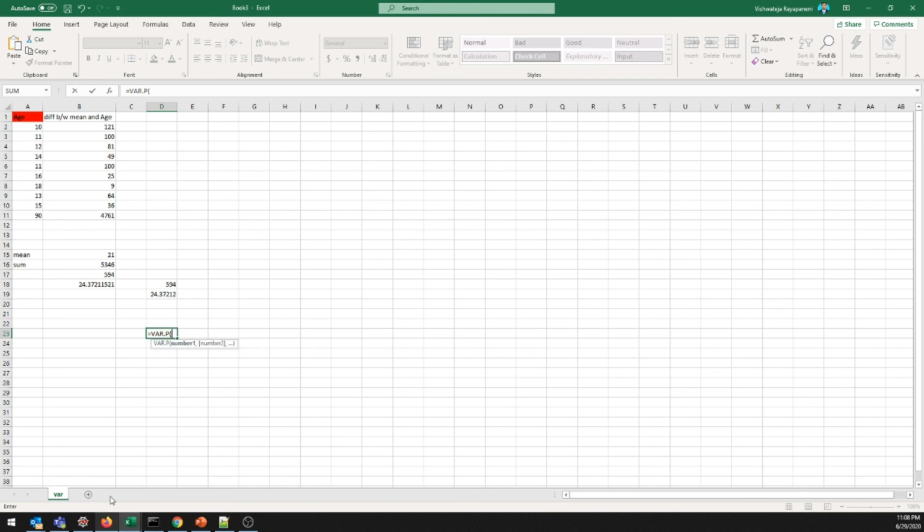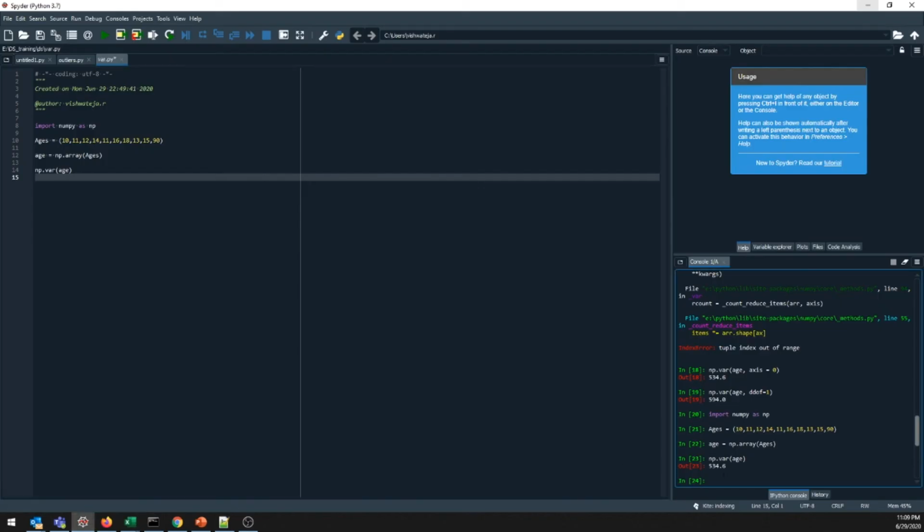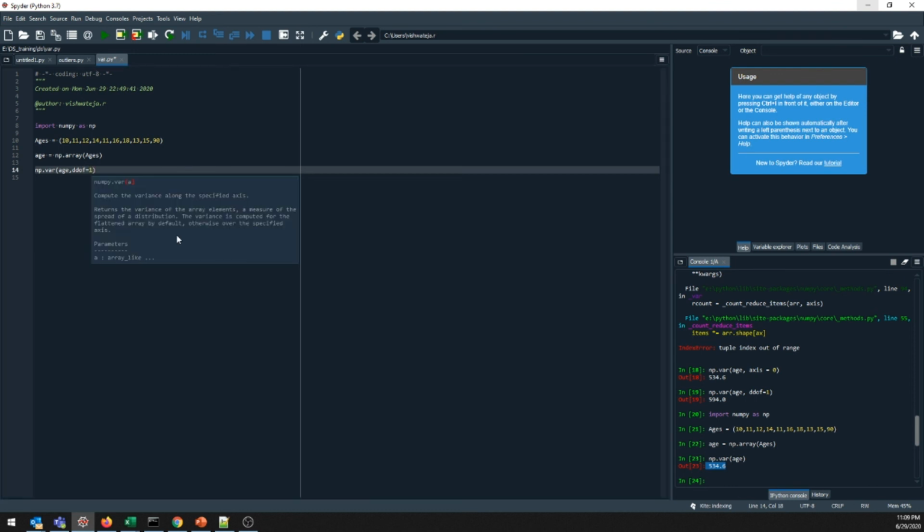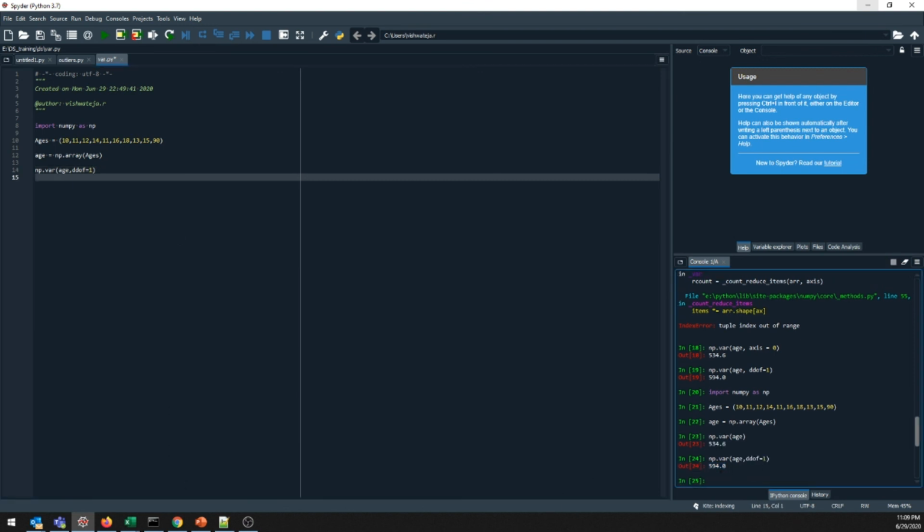In the population, the only difference is that in the sample we divided by n minus 1, whereas in the population we divide by just n. So 534. If you see the results here, it's the same, 534. This means that by default, the variance in NumPy gives the variance for the population. If I want it for the sample, there is an option called ddof equal to 1. When I say ddof equal to 1, it subtracts 1 from the denominator. If you don't mention anything, by default it is 0. So 594, you can see it here.